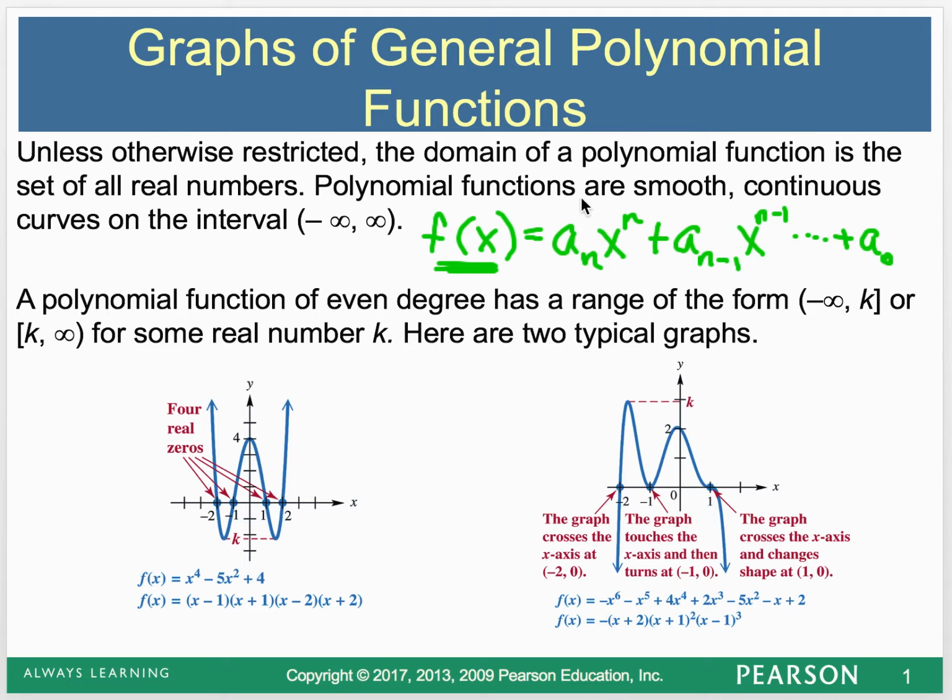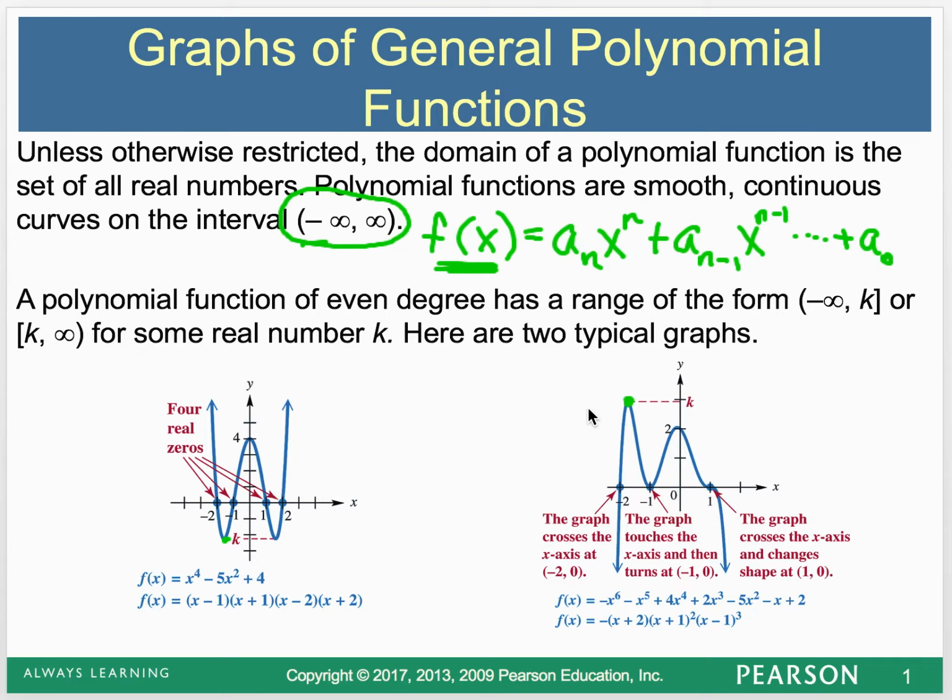Okay, so polynomial functions are smooth, continuous curves on the interval negative infinity to infinity. That means this is the domain for all polynomials. Their domain is always negative infinity to infinity. If your polynomial is an even degree, right, it has a range from whatever the bottom y value is up, or if it's an upside down one, right, up to the top. So you can either say negative infinity all the way up to k, or k up to infinity.